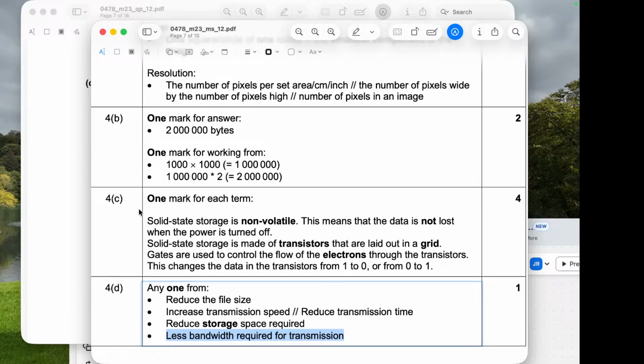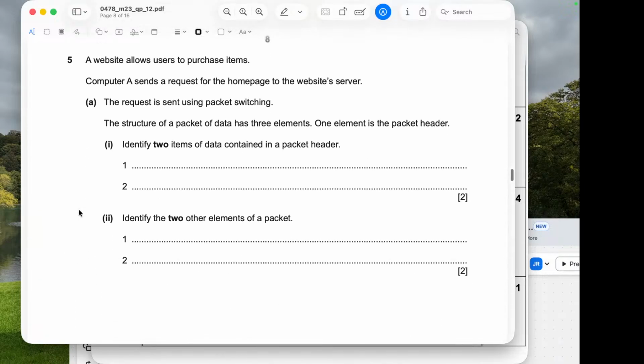Okay, next question. A website allows users to purchase items. A computer A sends a request for a homepage to the website's server. The structure of the packet data has 3 elements. One element is the packet header. Identify 2 items of data contained in the packet header. They do like asking about this because it is new for the 2023 syllabus, so although it's going to be 2026, they still like asking about it.